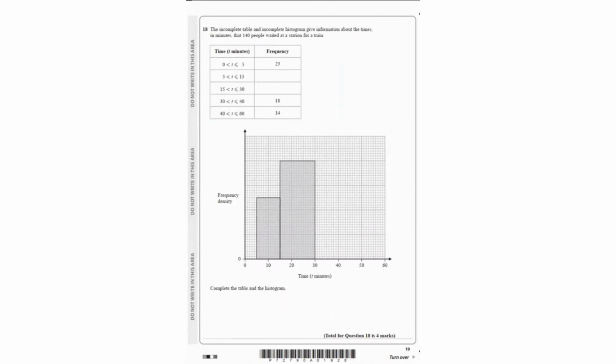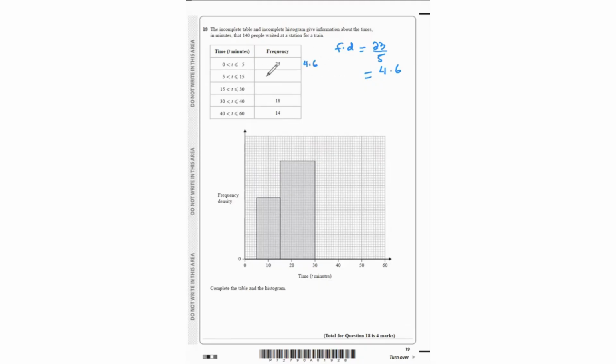Then this one, it says the incomplete table and incomplete histogram give information about the times in minutes that 140 people waited at a station for a train. We have to complete the table and the histogram. So we know that the frequency for the first interval, 0 to 5. So let's find the frequency density. So that's 23 divided by 5, which equals 4.6. So we draw a bar with a height of 4.6 for this one.